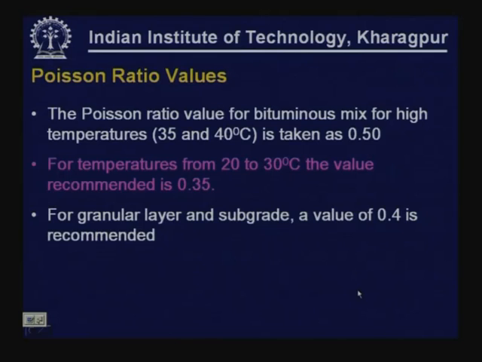Poisson ratio values are the other important inputs that we require for analyzing the pavement system using linear elastic layer theory. The Poisson ratio value for bituminous mix for high temperatures such as 35 and 40 degrees centigrade is taken as 0.5. For temperatures from 20 to 30 degrees centigrade, the value recommended is 0.35. For granular layer and subgrade, a value of 0.4 is recommended.